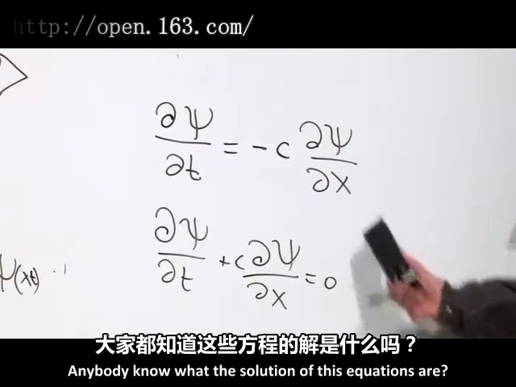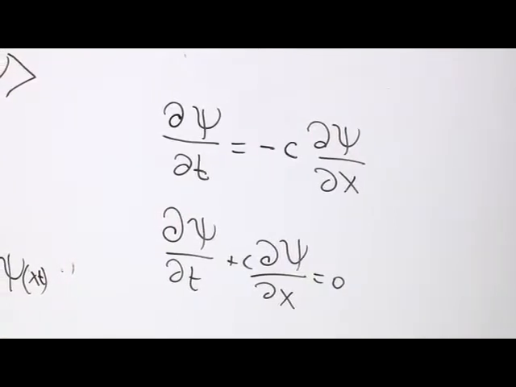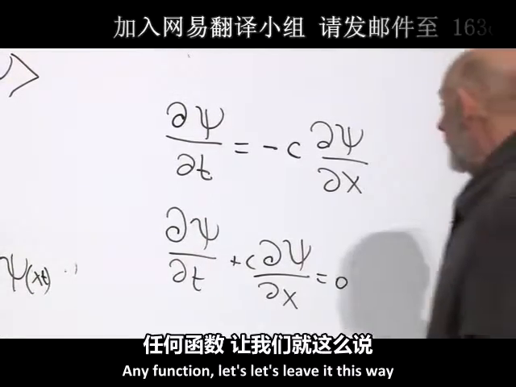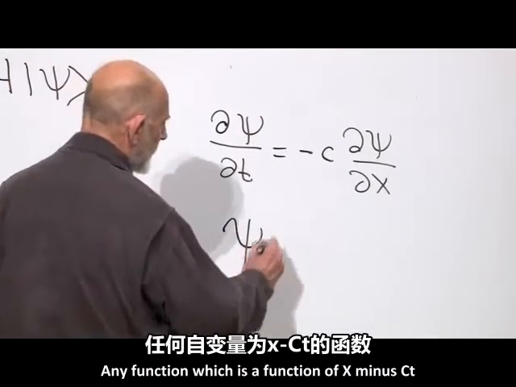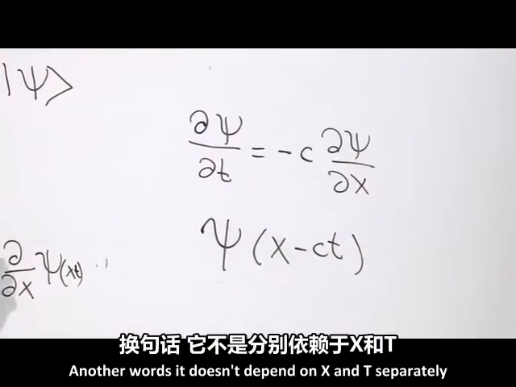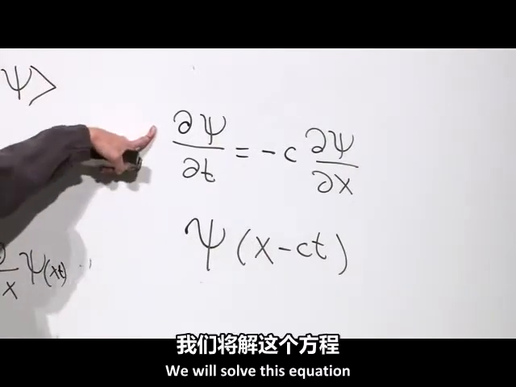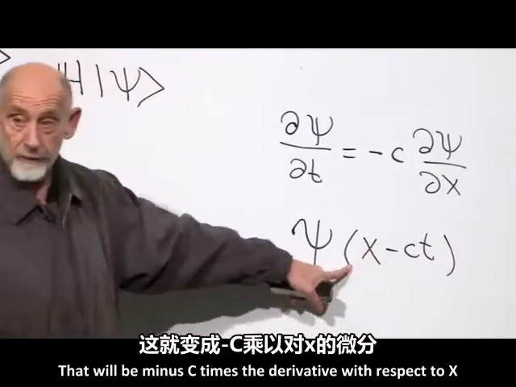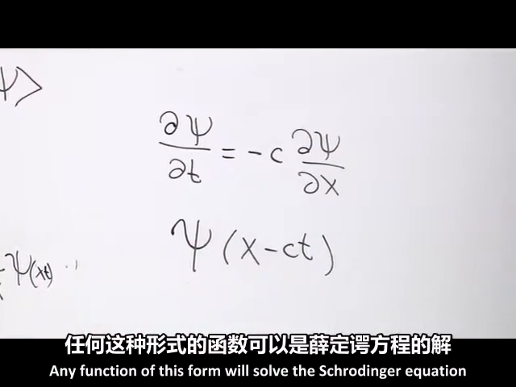Anybody know what the solutions of this equation are? The general solution? A function of x minus ct. Any function which is a function of x minus ct, in other words, it doesn't depend on x and t separately, it only depends on the combination x minus ct, will solve this equation. If I differentiate with respect to t, that will be minus C times the derivative with respect to x, and that's all this equation says. Any function of this form will solve the Schrodinger equation.